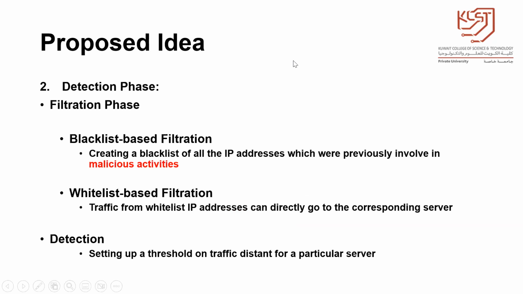And the second phase is the detection phase. For the detection phase, we design a layered architecture, so we put in different layers of security. The very first layer is called the filtration phase. We filter the network traffic that is generated from the IoT devices based on a blacklist and a whitelist.